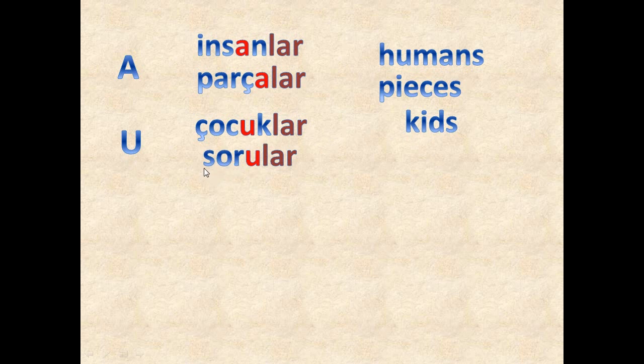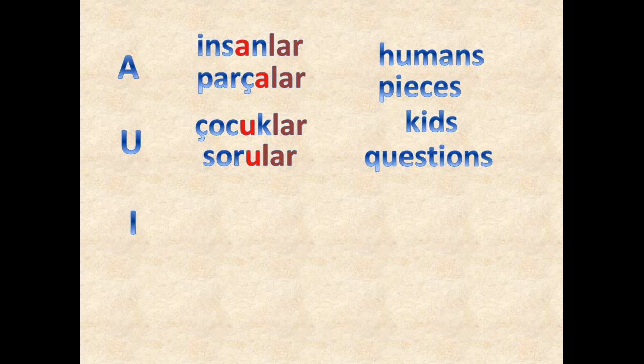The other example is sorular. Soru means question. And we have the two thick sounds here. And we make it plural with the suffix which contains the thick vowel, which means questions. So we have soru, sorular.